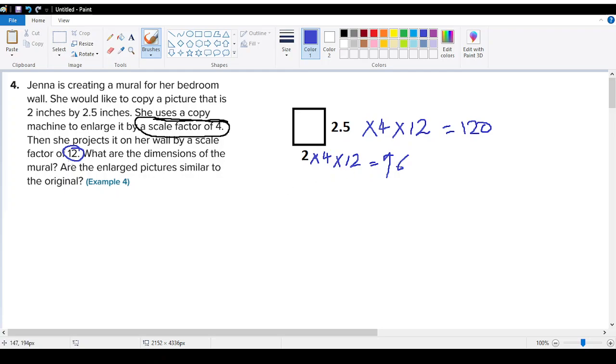What are the dimensions of the mural? Are the enlarged pictures similar to the original? Okay, can you read the last question? Then she projected it on her wall by a scale factor of 12. What are the dimensions of the mural? Is the enlarged picture similar to the original? Okay, so what are the new dimensions of the mural?